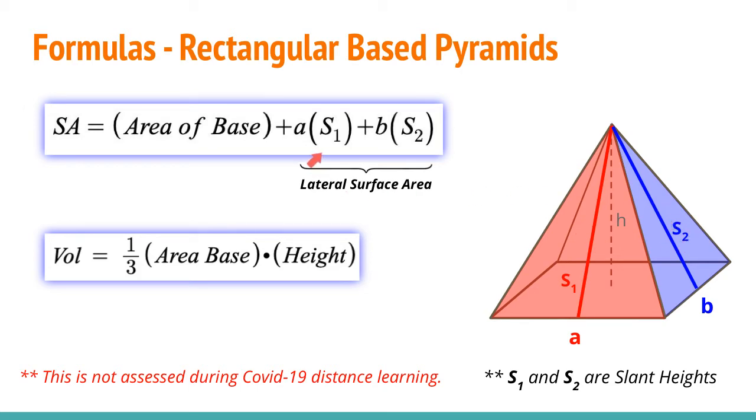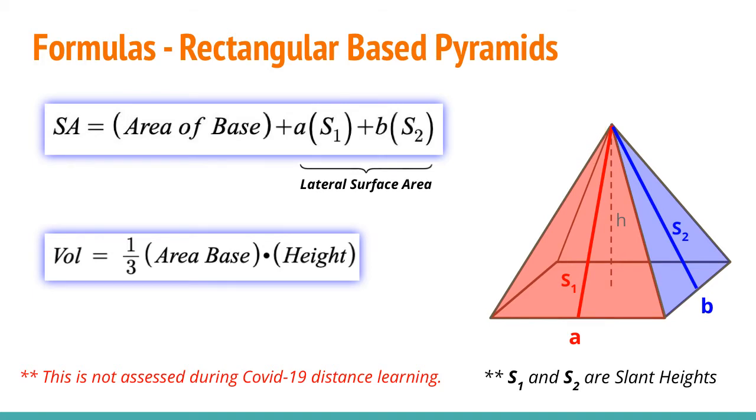Now if I do 1/2 base times the height and then multiply by 2, the 1/2 will cancel. So if I just simply take A times the slant height of the front plus B times the slant height of the right side, then I'll have my total lateral surface area for the pyramid. Again, volume works the exact same way as the regular ones. It's 1/3 area of your base times the vertical height that you see in the shape.